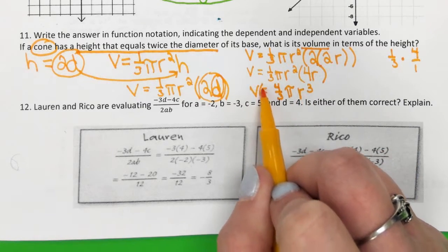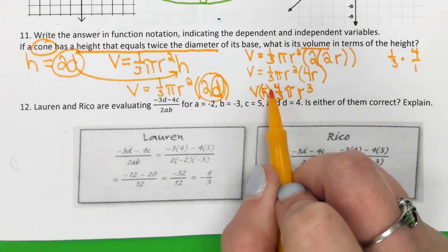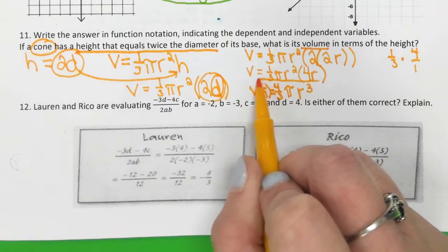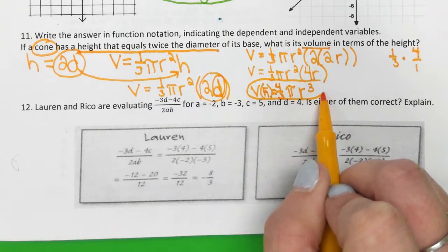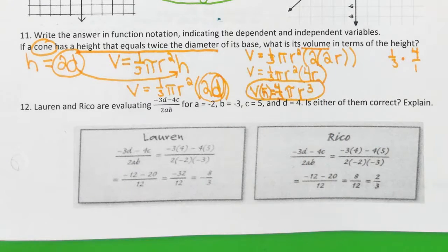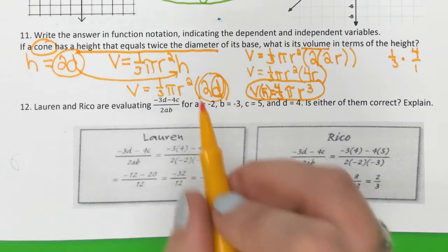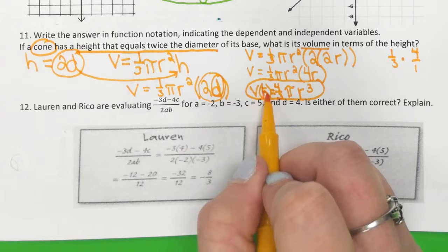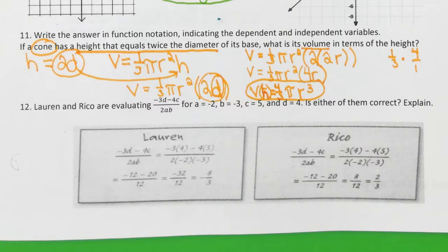And this should be V of H. I should have written an H right there. V of H, because we're doing volume in terms of height. Are y'all okay? Yeah, V of H. Should be an H right here. Y'all okay? Alright, here we go. Let's look at the last one.